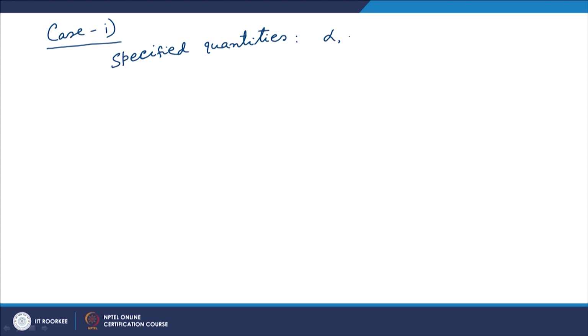So, now let us look at some examples. We will be discussing 2 cases. In case 1, let us say the specified quantities are alpha, PDR, gamma, VDI.